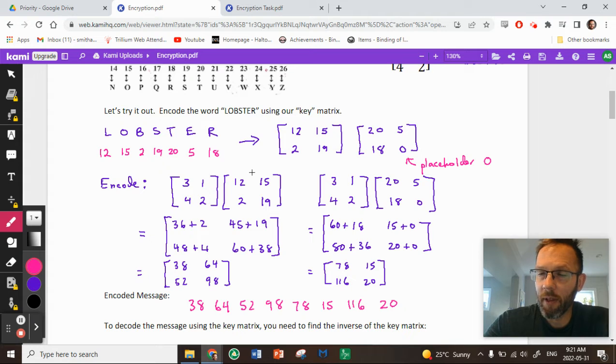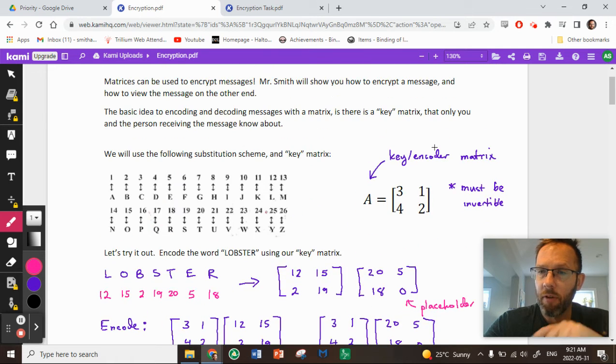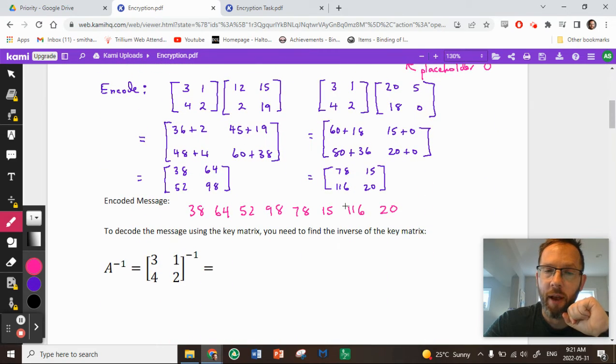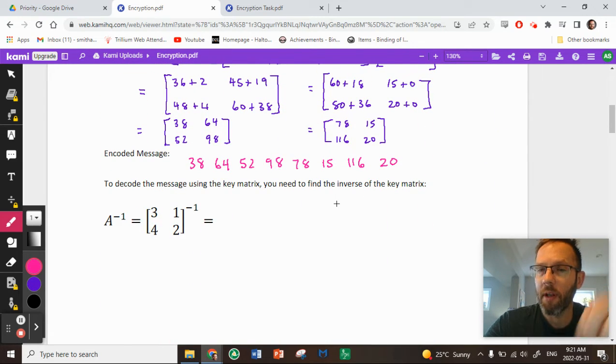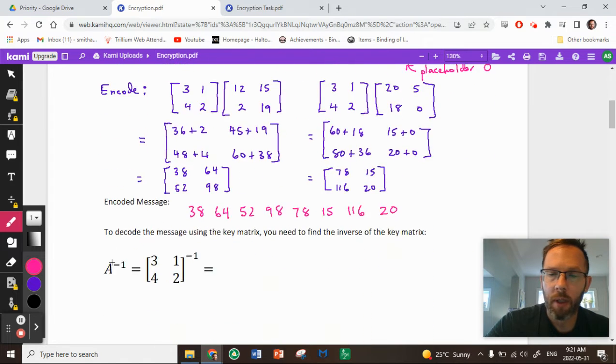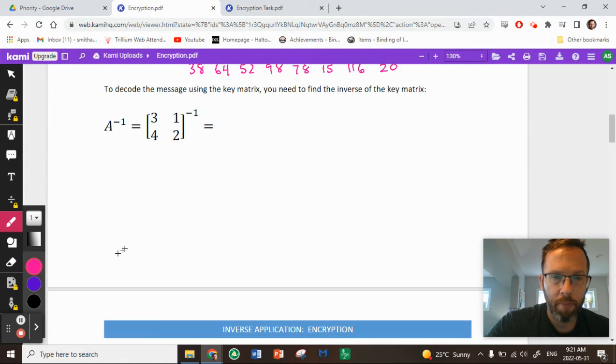What they need is the decoder matrix. So you would send them, along with this message, your encoder matrix so that they can decode it. And here's how they would decode it. To decode it, you need to undo the encoding you just did by finding the inverse of your key or decoder matrix. So we're going to find the inverse of 3, 1, 4, 2, and just want to make sure we have lots of space down there.